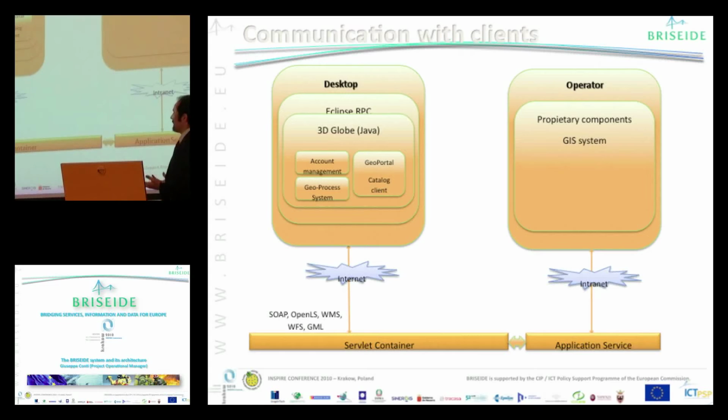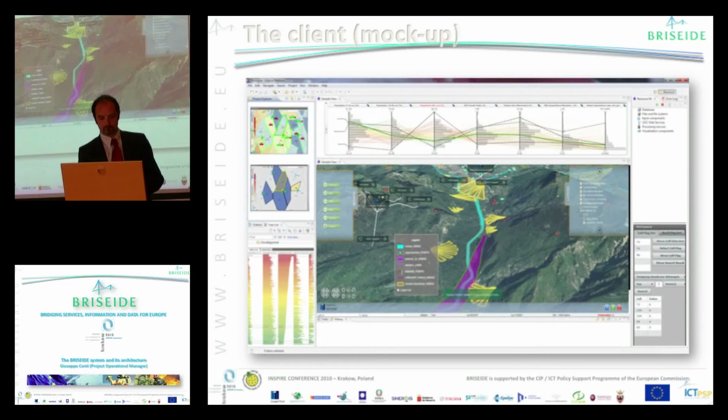When it comes to communication, we can think of the desktop application that speaks to the server container, and then the server container speaks to the application server. This is where all the business intelligence is located. And then an operator, for instance, using ArcGIS or whatever commercial technology, will just connect to the application service and operate at this level. So that's a communication-oriented overview of the system.